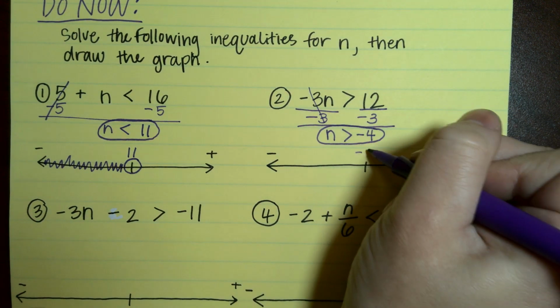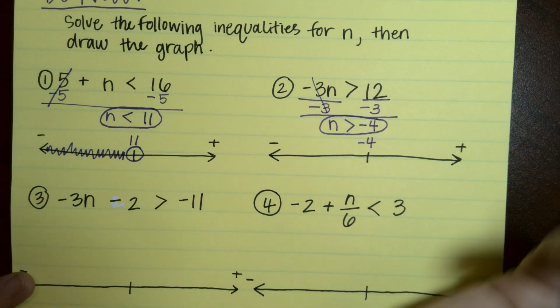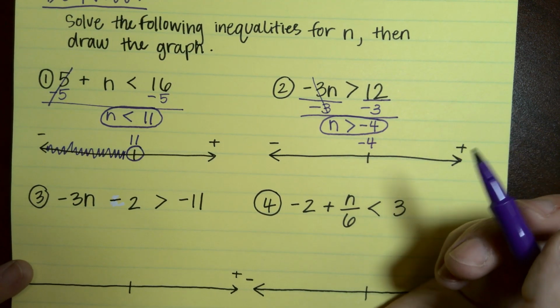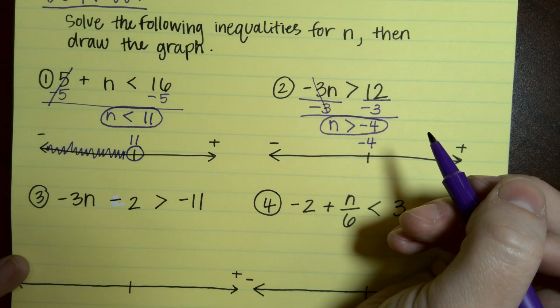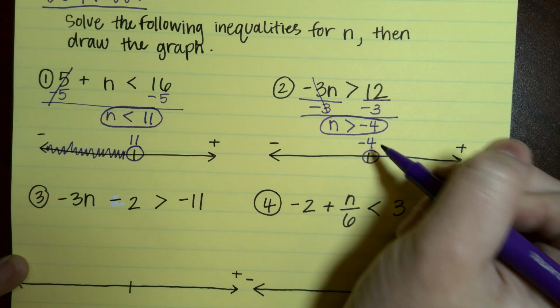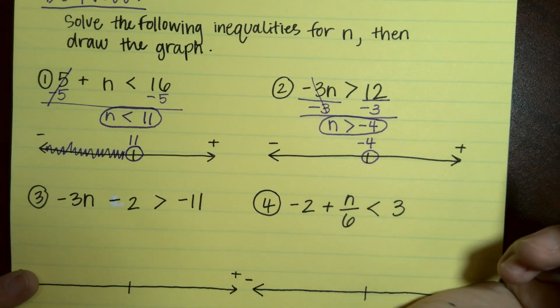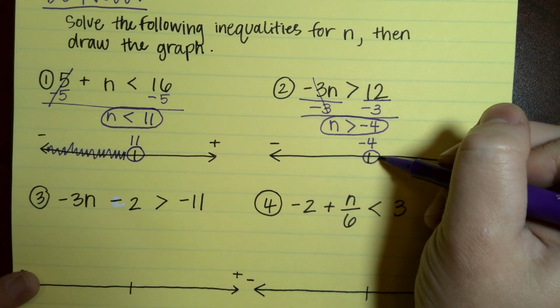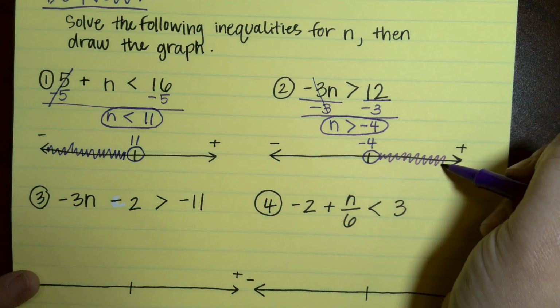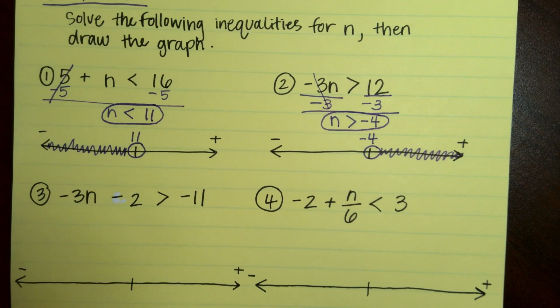So we're going to label our graph with -4. And what do we do next? Shade to the right. What do we do before we shade? Circle. Yes, always do your circle right after you write your number. I don't want you guys to forget that. Do we color our circle in? Nope. Nope. And then we shade to the right to show that n can be any number bigger than -4. All right.